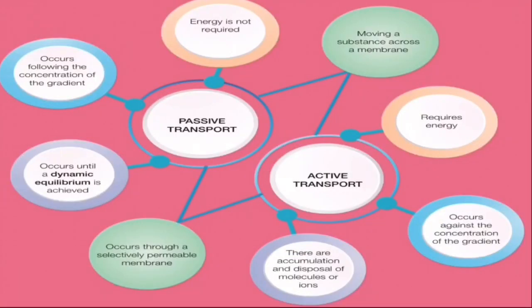There are some differences between passive transport and active transport. Passive transport doesn't require energy, while active transport requires energy, which is ATP. Passive transport occurs following the concentration gradient, while active transport is against concentration gradient. Passive transport occurs until a dynamic equilibrium is achieved. In active transport, there are accumulation and disposal of molecule or ion. There are also some similarities between passive transport and active transport. Both transport occur through a selectively permeable membrane and move a substance across the membrane.